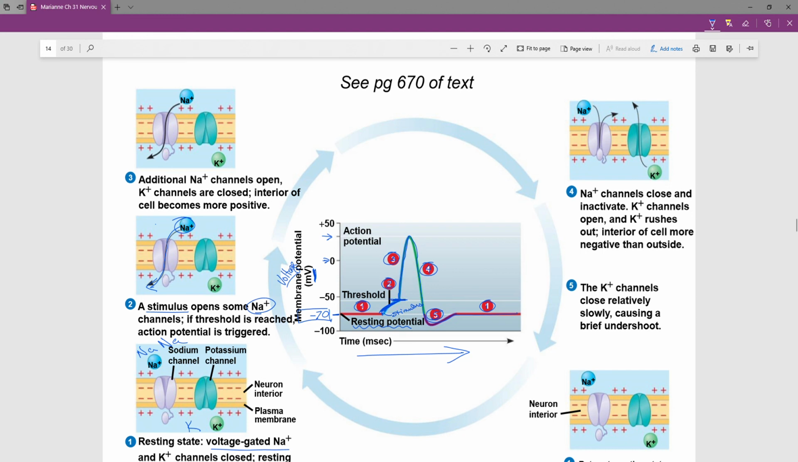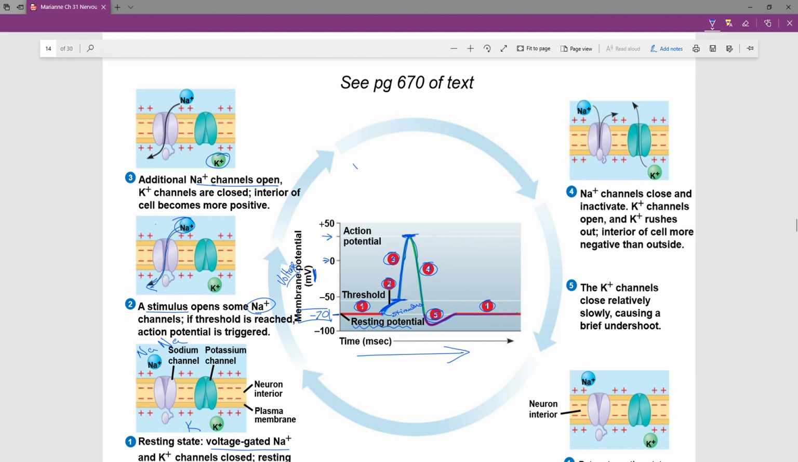So as it hits that threshold, that opens up more sodium channels and more sodium comes in to the point where, like it says on the graph here, the neuron is now more positive inside than it was outside. Right? We still have all the potassium inside, and now we've got a whole lot more sodium inside too. So that would go for this increasing part of the graph. At the top of the graph, things change.